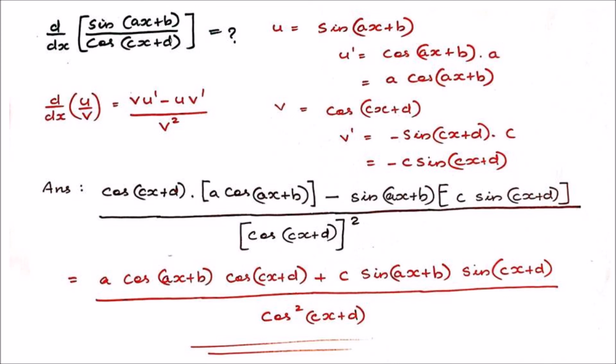We'll get cos(cx plus d) into a cos(ax plus b) minus sine(ax plus b) into minus c sine(cx plus d), the whole divided by cos(cx plus d) the whole square. On solving, we can obtain the final answer as a cos(ax plus b) into cos(cx plus d) plus c sine(ax plus b) into sine(cx plus d), the whole divided by cos square(cx plus d).